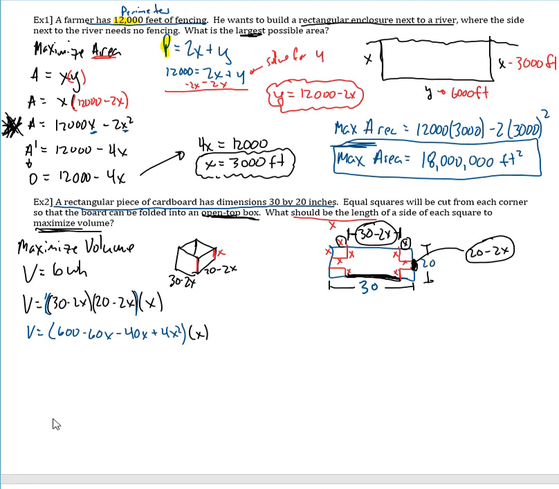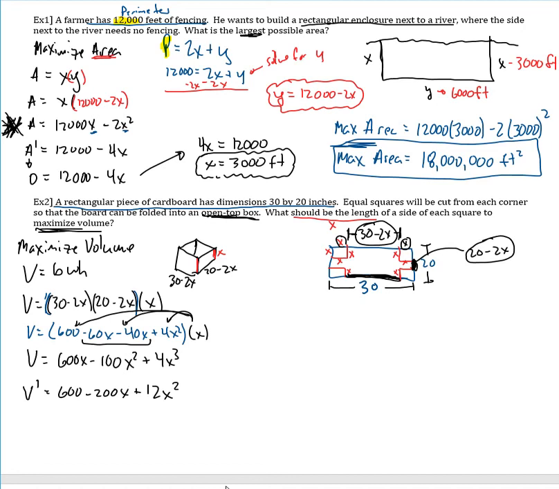Let's do two steps in one. I'm going to write the volume here. Let's distribute this x in, but at the same time, combine these. So this x is distributing in, so it would be 600x, minus 100x times x would be minus 100x squared, and then plus 4x squared times x is 4x cubed. Okay, so this is our volume equation, and now I need to find the derivative. So V prime for our derivative is 600 minus 200x plus 12x squared.